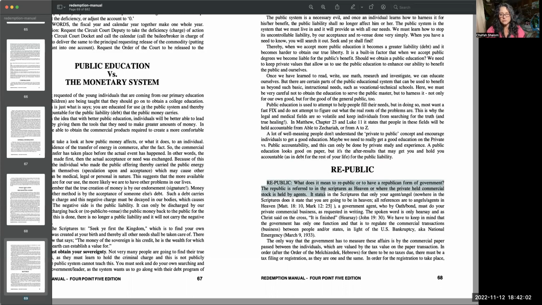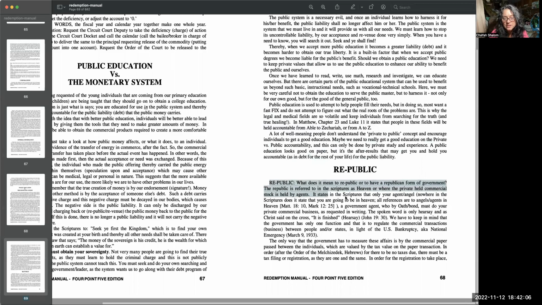It states in the scriptures that only your agent, your angel, knows. Nowhere in the scriptures does it state that you are going to be in heaven. All references are to angels, agents in heaven. Is that right? I thought you said the kingdom of heaven is within you.